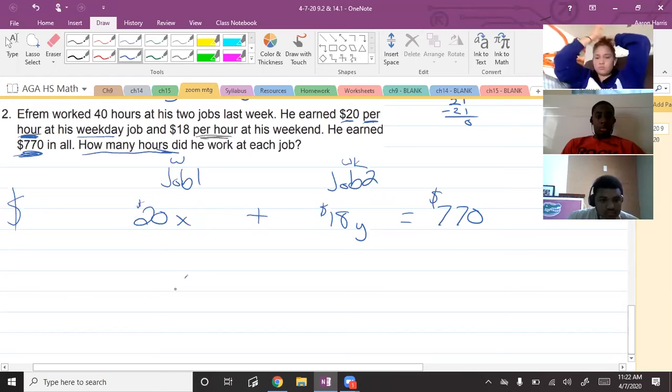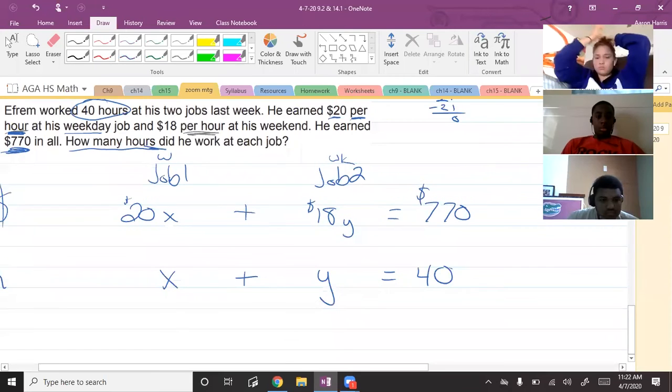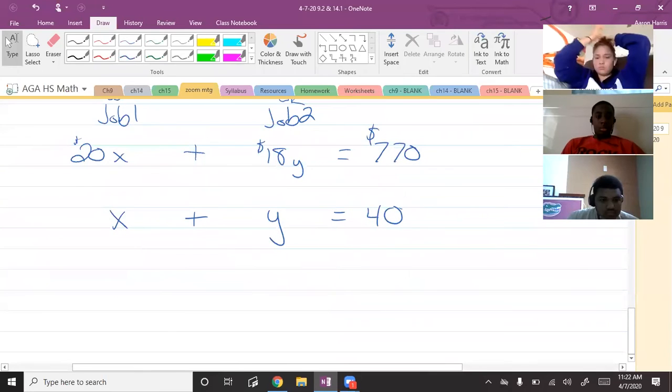Well, we know he worked so many hours, X, during the weekday. He worked so many hours, Y, during the weekend, correct? And how many hours did he work total? 40. So here we're talking about his hours. And now we have 2 different equations. I have 2 unknowns, 2 different equations. I can now solve them, okay? So we're going to use substitution.